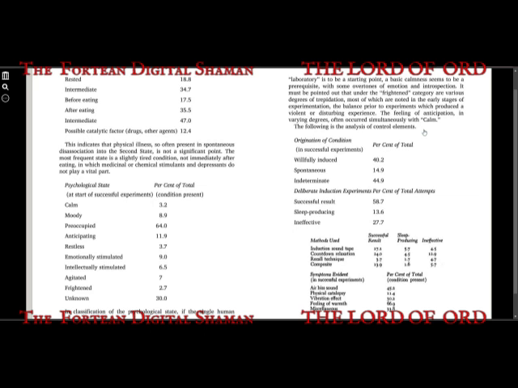Sleep producing 13.6% and effective 27.7%. This is your methods used. Successful results, sleep producing, ineffective. It looks like percentiles again.